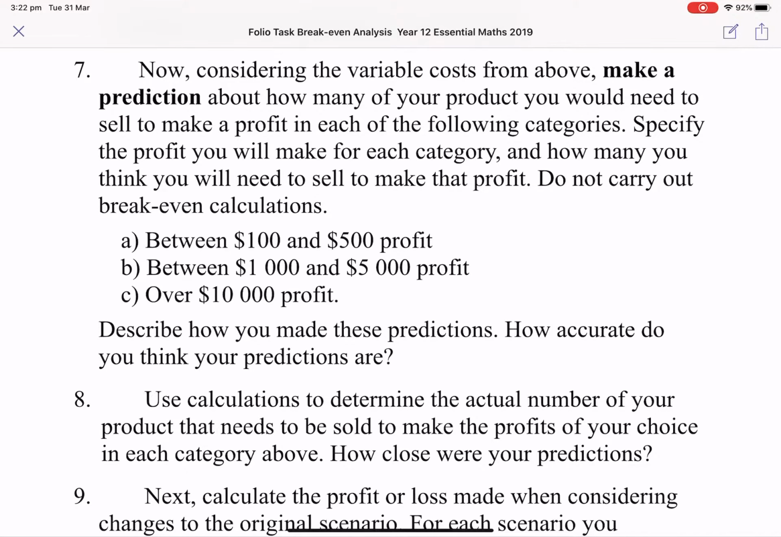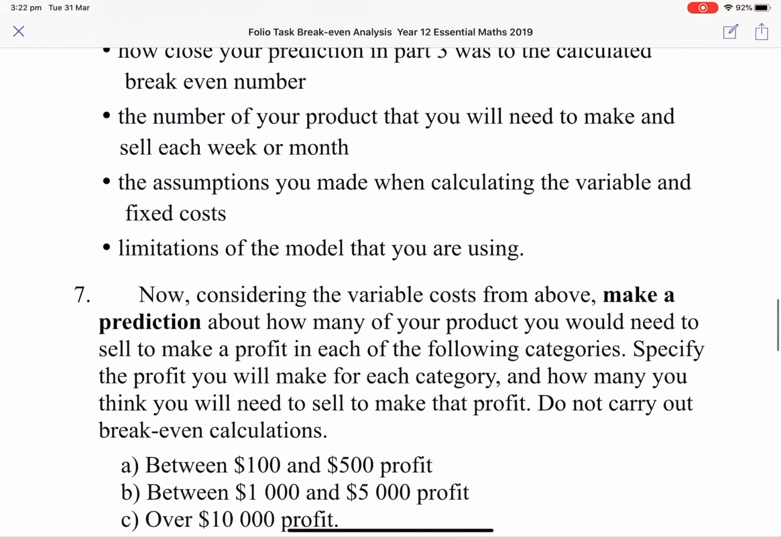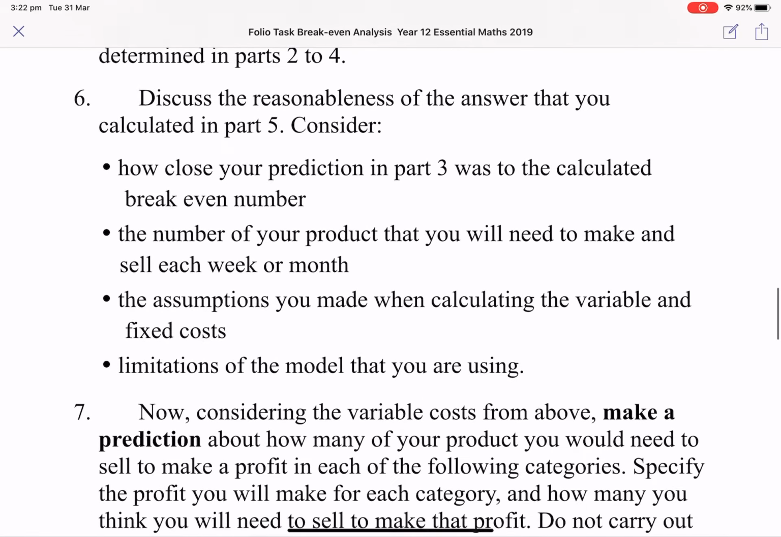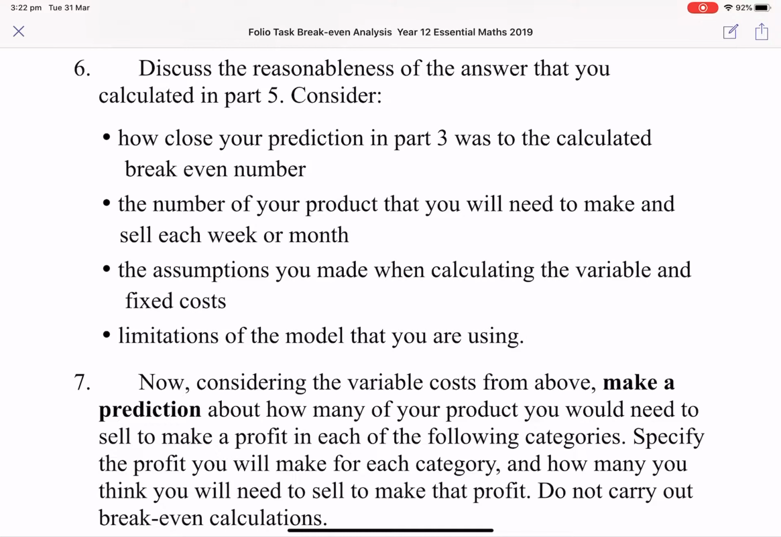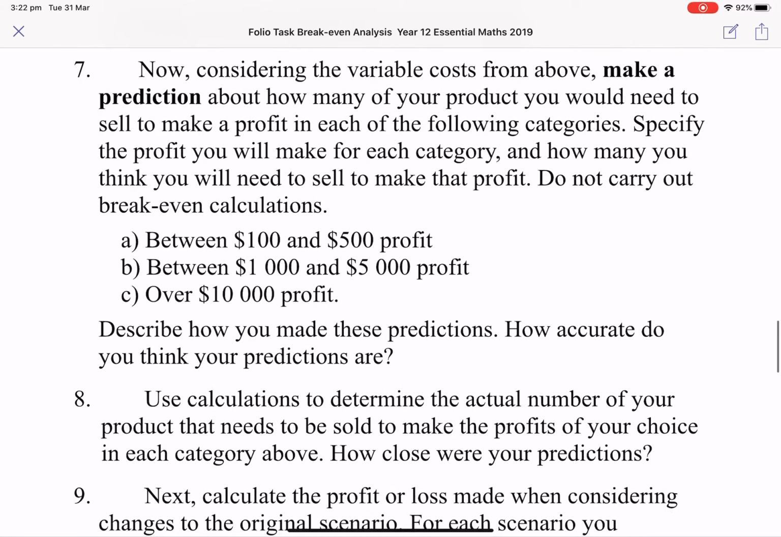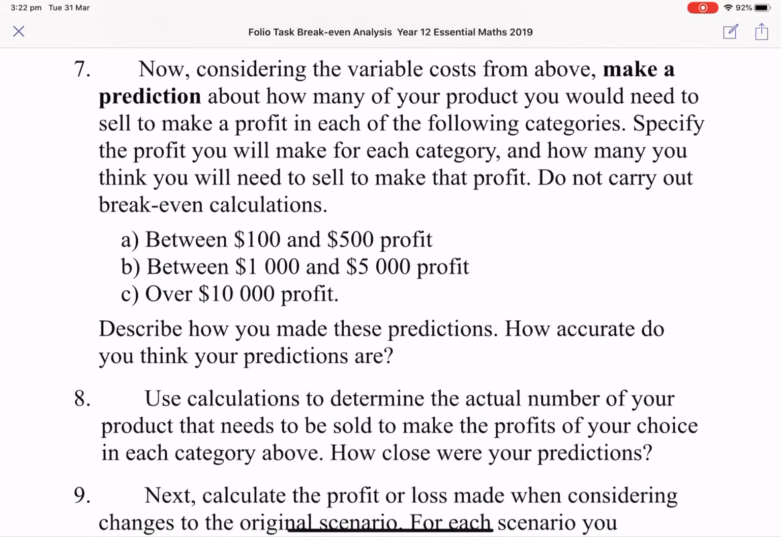Just had a few questions about it in the last couple of days, so hopefully by this point you've done your break even, you've done all of question 6, you've considered all of that sort of stuff. Question 7's a bit different. It's worded a little bit confusingly, I guess, which is probably why I've had some of the questions about it. What they want you to do first is actually just make a guess, hence why it's in bold there, about how many of your product you would need to sell to make a profit in each of the following categories.